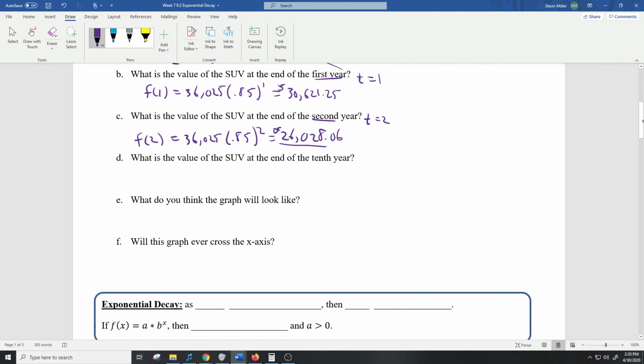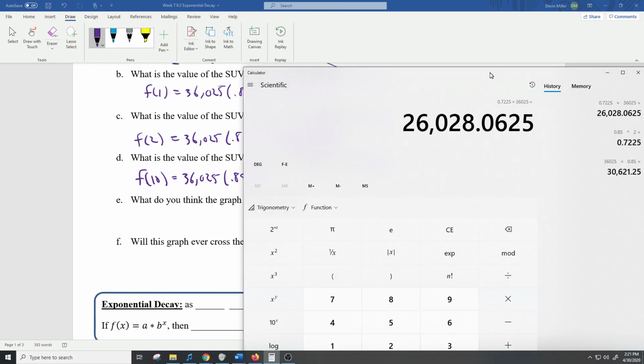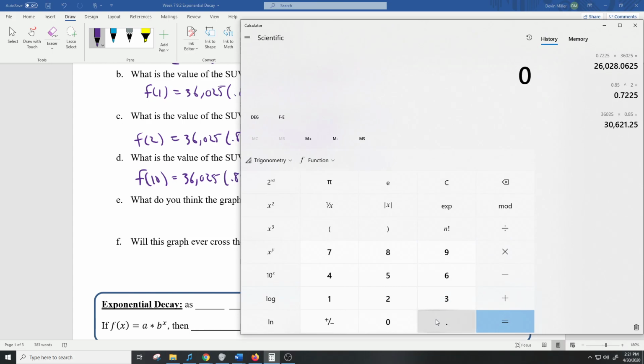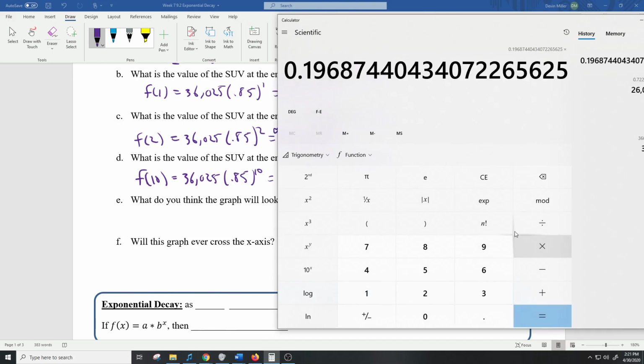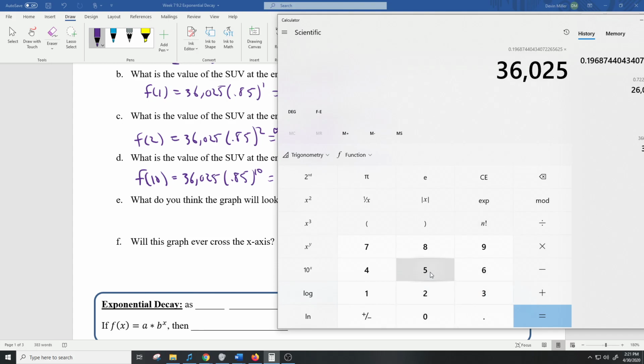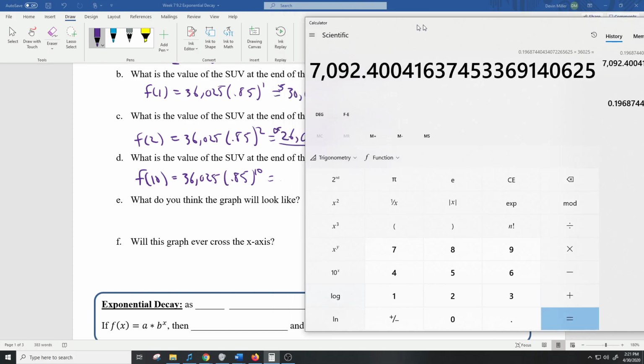All right, so let's go a lot further ahead. Let's go from 2 years all the way to the 10th year. What happens if we plug in 10? It's not going to be worth that much, right? So let's do the setup. That's going to be f of 10 equals 36,025 times 0.85 to the 10th power. I'll run you through that one. You have to do the exponent first, so we're going to do 0.85 to the 10th power. It's a pretty small decimal. Times the 36,025, it's going to be worth a little over $7,000.